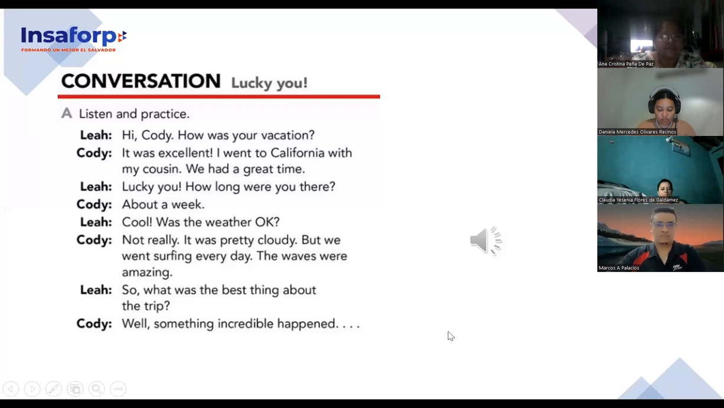Page 47, Exercise 9, Conversation, Lucky You, Part A. Listen and practice. Hi, Cody. How was your vacation? It was excellent. I went to California with my cousin. We had a great time. Lucky you. How long were you there? About a week. Cool. Was the weather okay? Not really. It was pretty cloudy, but we went surfing every day. The waves were amazing. So, what was the best thing about the trip? Well, something incredible happened.